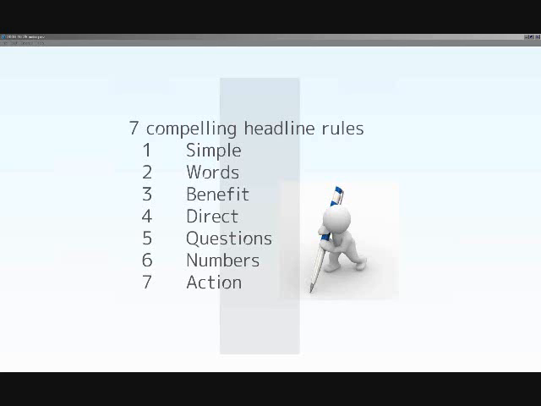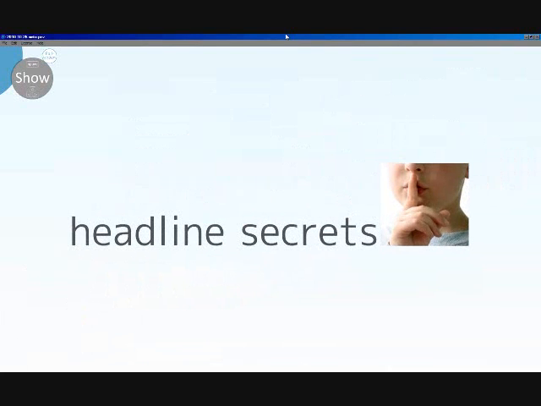Again, numbers. Specifically, uneven numbers. 5 ways to do this. 9 tips on that. Uneven numbers get noticed. And use action statements, things like discover. These are statements that will help your reader take action. They want to discover. There are some headline secrets.